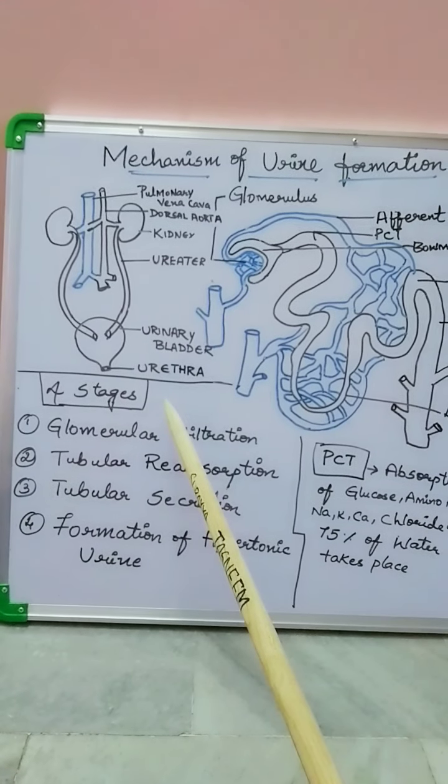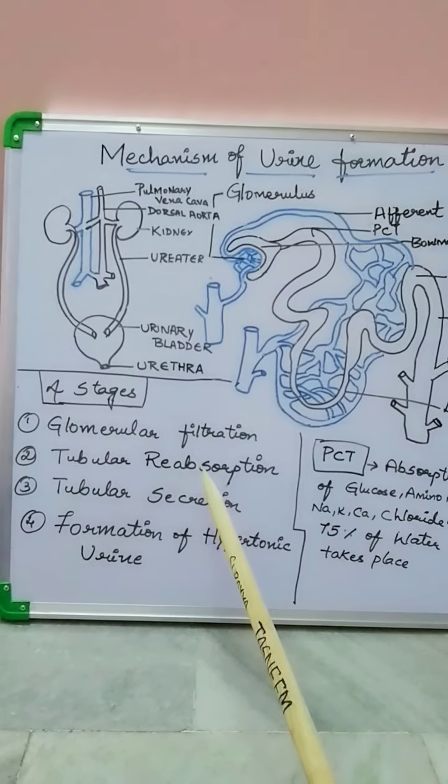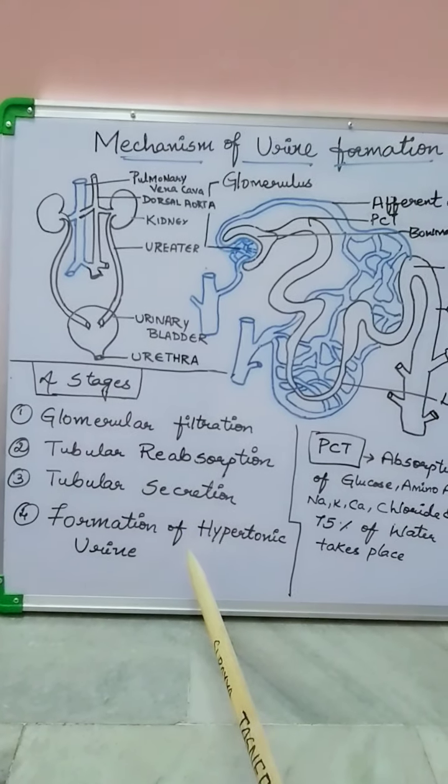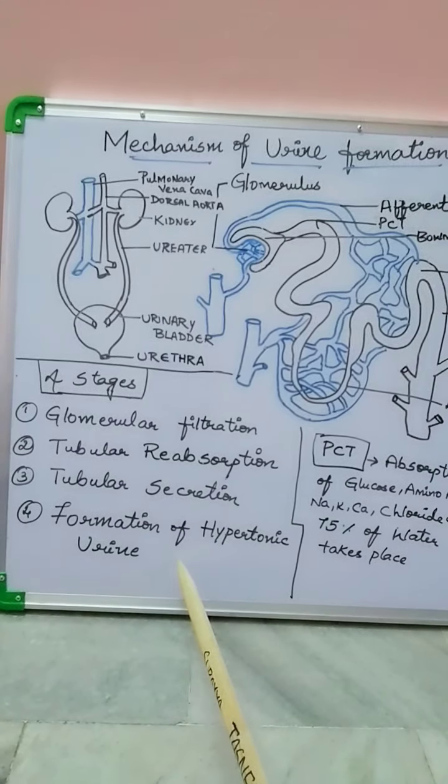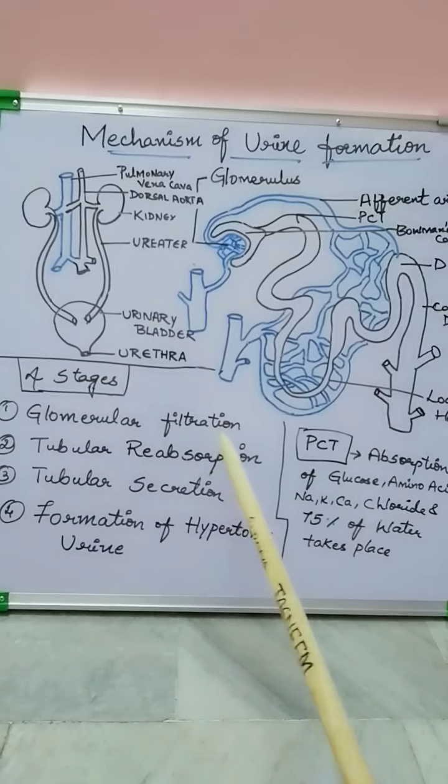Today we are going to talk about the mechanism of urine formation, which majorly takes place by four stages, that is glomerular filtration, tubular reabsorption, tubular secretion and formation of the hypertonic urine. So let's start. Glomerular filtration.